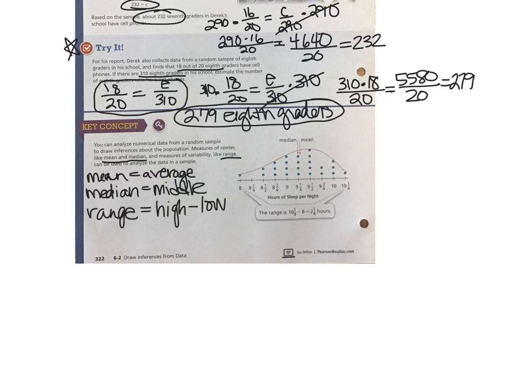Don't forget that the mean is an average, and the median is the number in the middle of the data set. The range can be found by subtracting the low number from the high number to determine how much space there is between those two values.